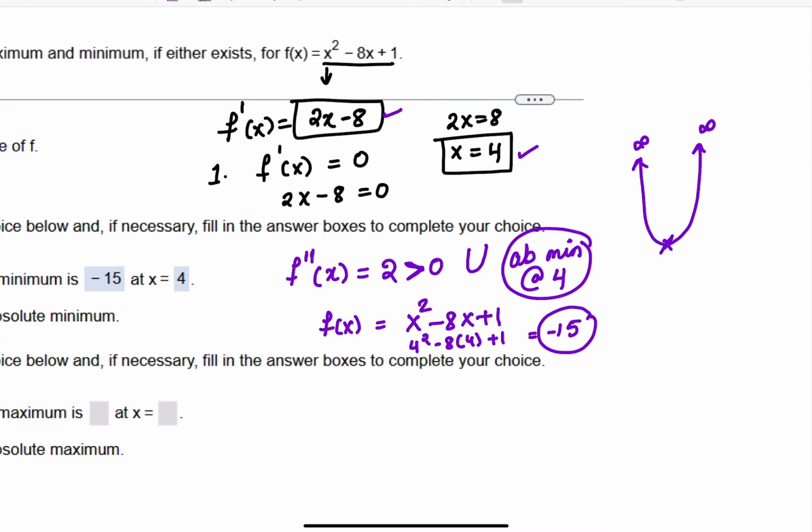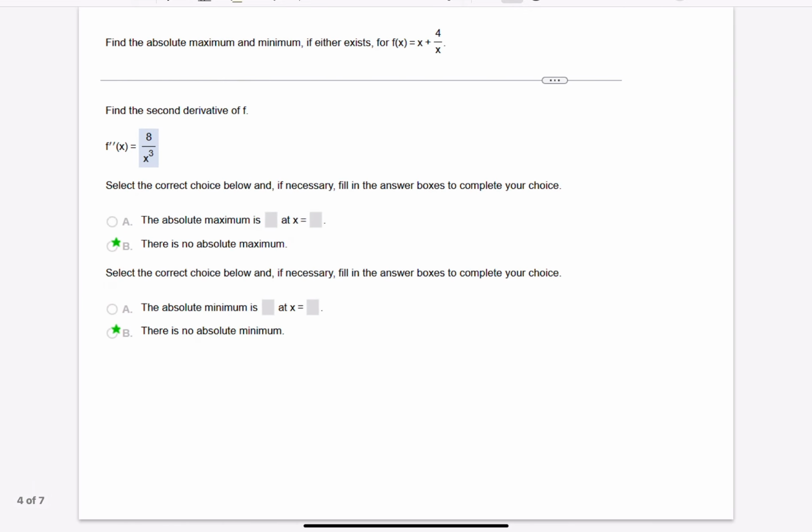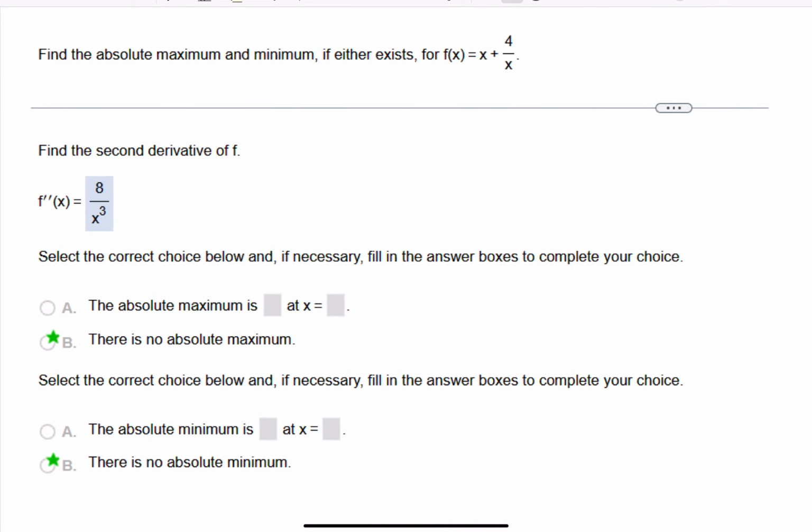Now, if they gave us a particular interval, then you go ahead and find the absolute max or minimum in that particular interval. Okay? All right, now let's go ahead and take a look at the next problem.